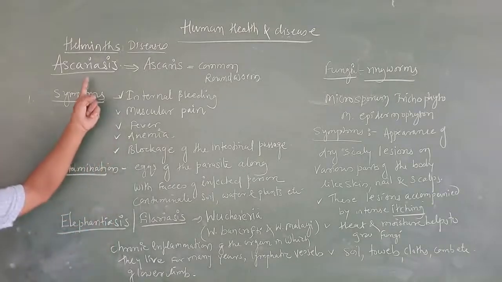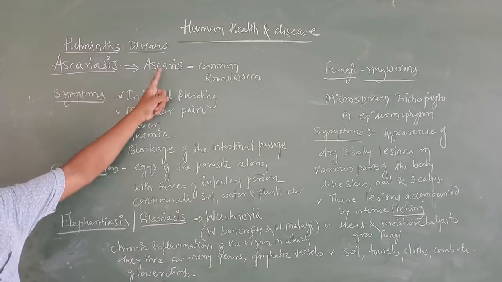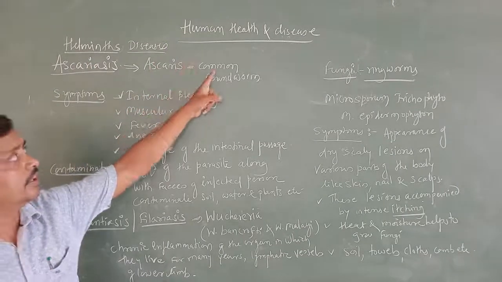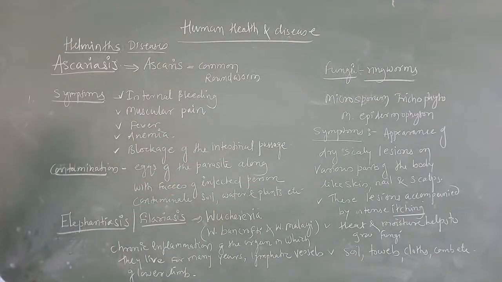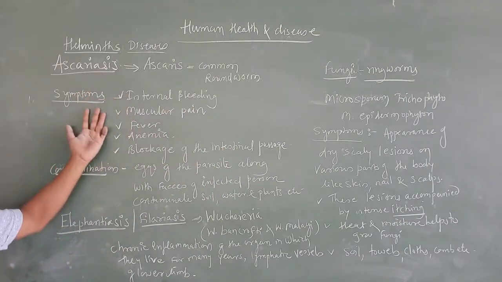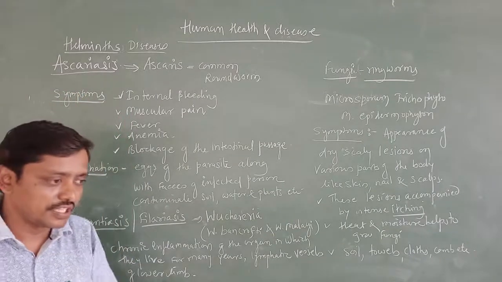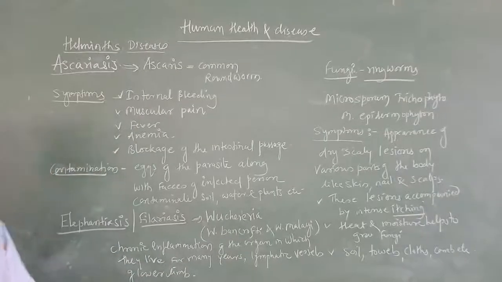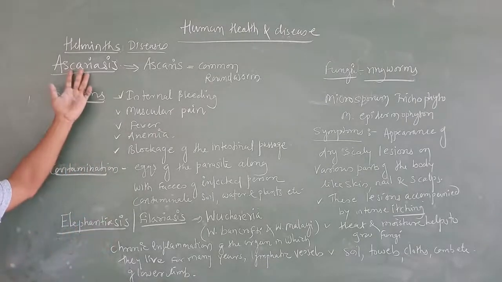So, Ascariasis is a helminthic disease which is caused by Ascaris. The common name for Ascaris is common roundworm. Understood? Now, what are the symptoms for Ascariasis? As we have discussed the symptoms of amoebiasis, a protozoan disease, in the same way we are going to learn the symptoms for Ascariasis.